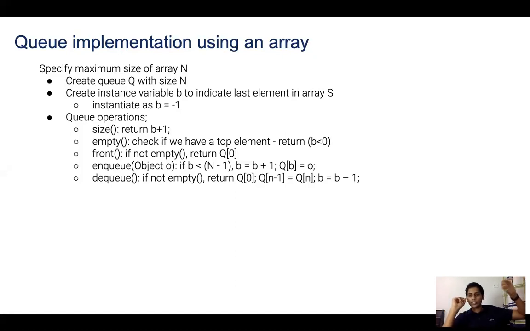Since the first element is out, we'll just change the b variable, and we don't have to ever access the first element. Our b variable will just change to the item before the last one. So that's basically how we would do the dequeue functionality.